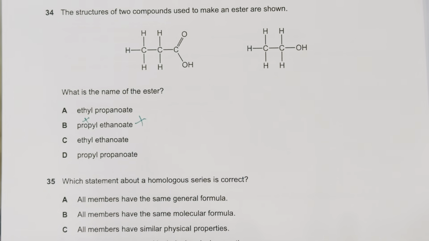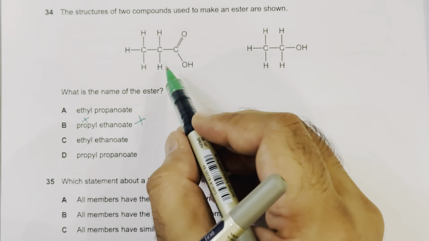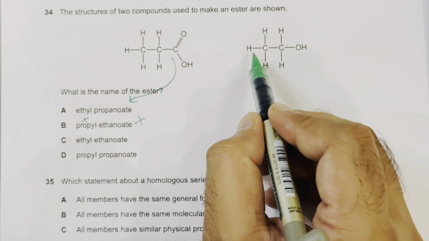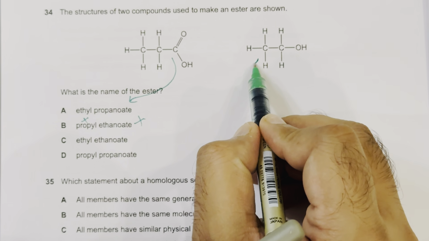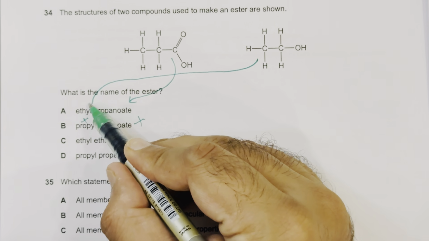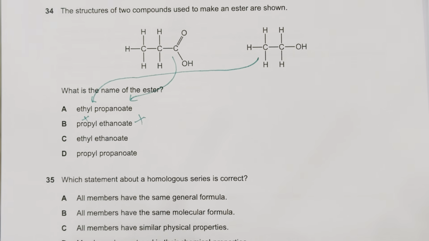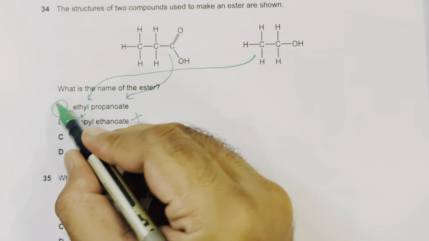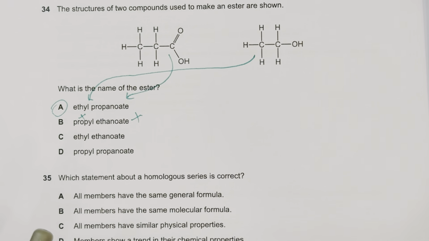No, this is not the right option. The parent name should be from the carboxylic acid, and the first name should be from the alcohol group. So propyl ethanoate is the wrong option, and ethyl propanoate is the right option. So option A is the right answer.